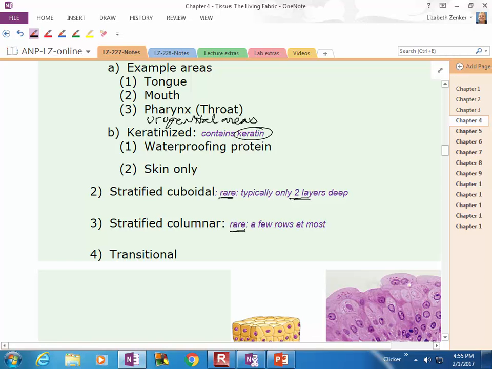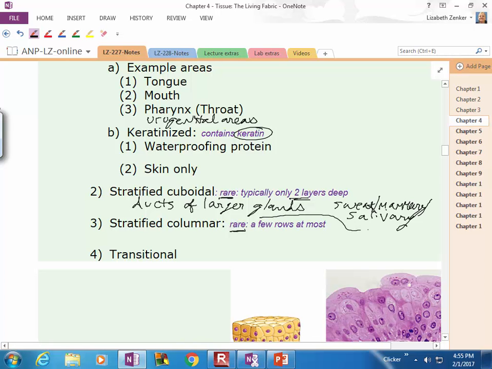But examples of stratified cuboidal would be ducts of larger glands. So for example, sweat, mammary, salivary glands. Okay, those would all be stratified cuboidal. Stratified columnar would typically be found at transition zones.